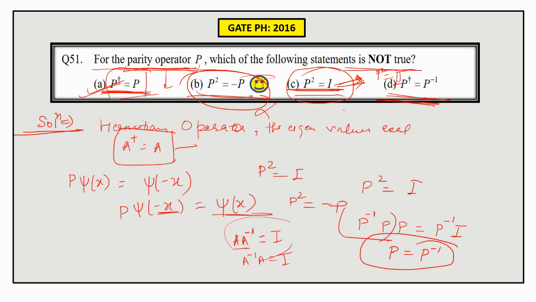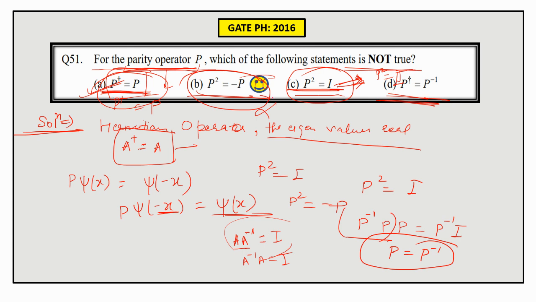In quantum mechanics, the parity operator, or any operator, is basically a Hermitian operator. Hermitian operators are those whose eigenvalues are real, and they have the property A dagger is equal to A. So here you can easily see that parity P dagger should be equal to P. So that means this option is correct.